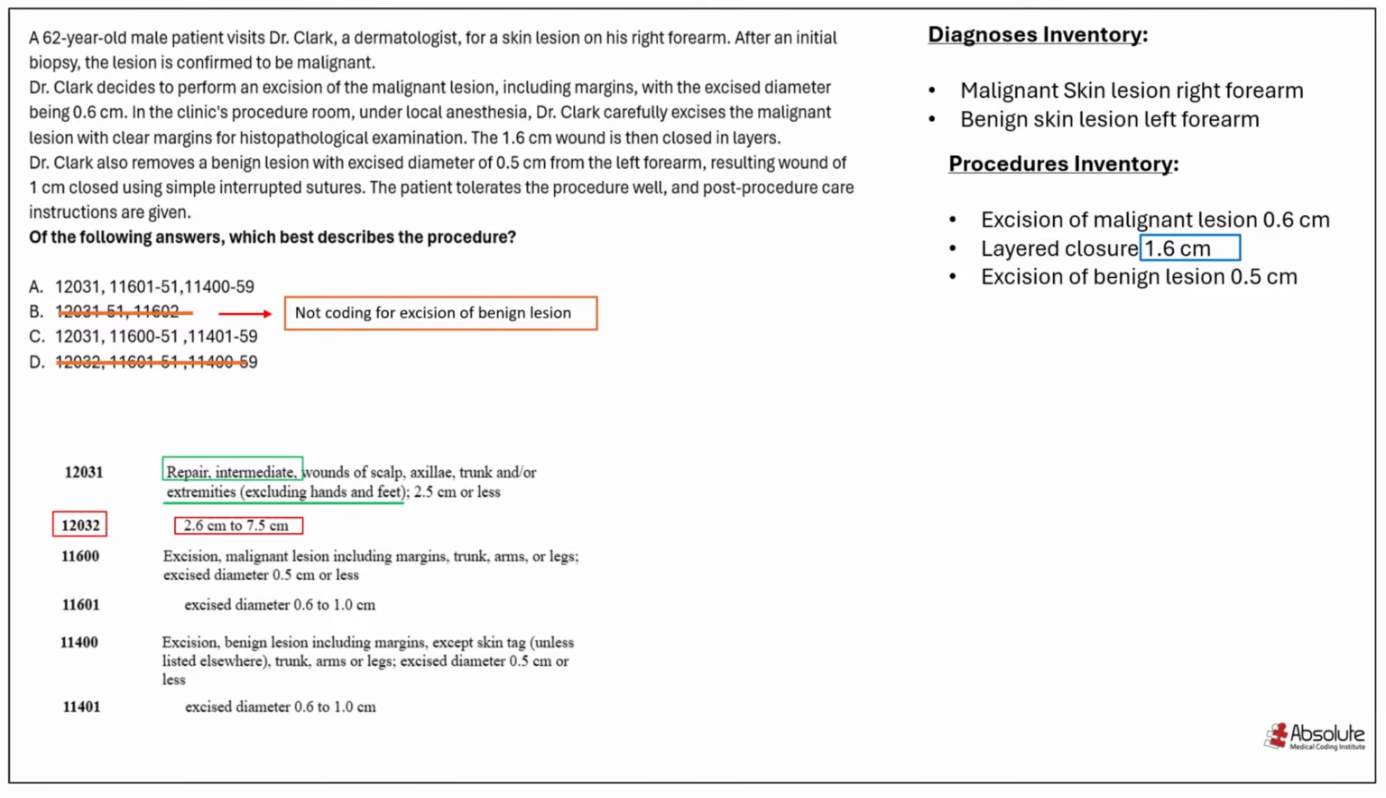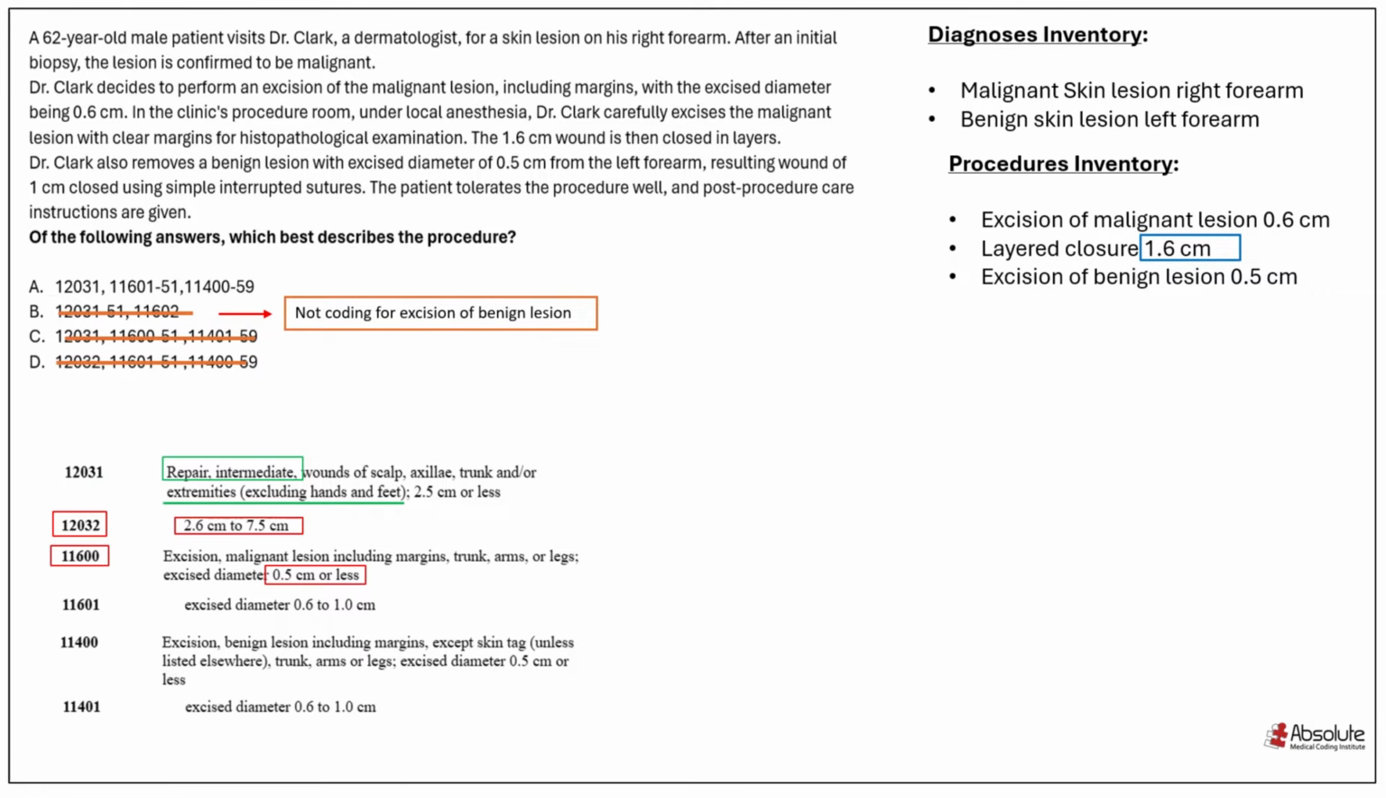So option C is coding for 12031, 11600 and 11401. 11600 is for excision of malignant lesion including margin, trunk, arms or legs, excised diameter of 0.5 centimeter or less. And again, let's cross-check with procedure inventory. I have an excision of malignant lesion of 0.6 centimeter performed, not 0.5 centimeter or less. So that also eliminates option C.